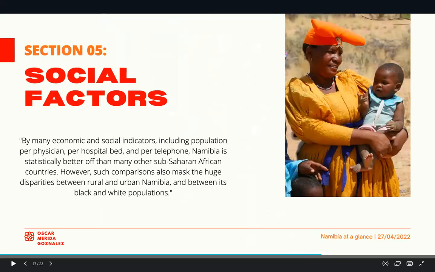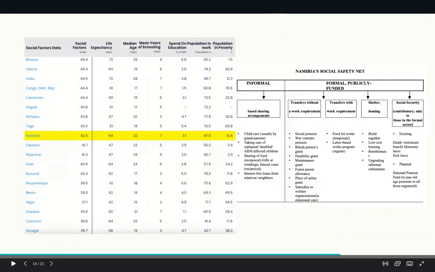Then we have the social factors. By many economic and social indicators, including population per physician, per hospital bed, and per telephone, Namibia is statistically better off than many other sub-Saharan African countries. However, such comparisons also mask the huge disparities between rural and urban Namibia and between its Black and white populations, as we mentioned, due to the heritage of the apartheid of South Africa. One of the social and economic challenges facing Namibia is finding ways to share prosperity equally among groups across the country.